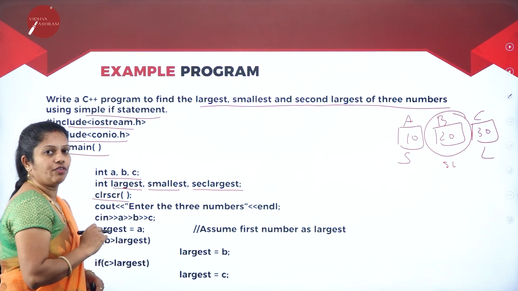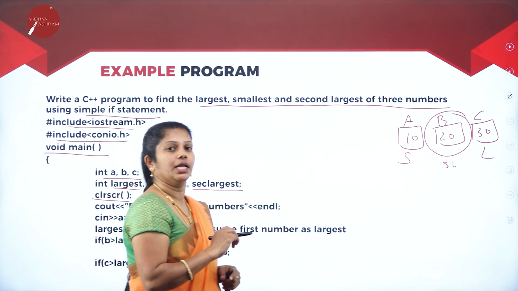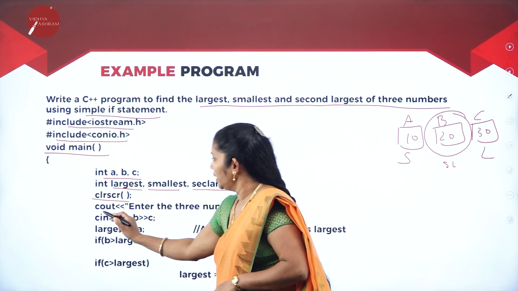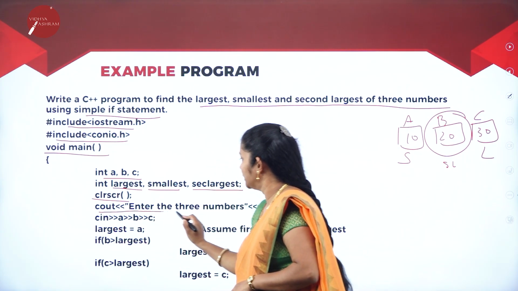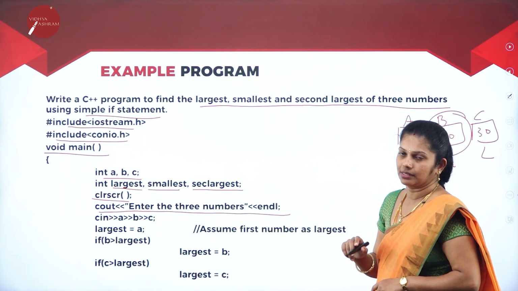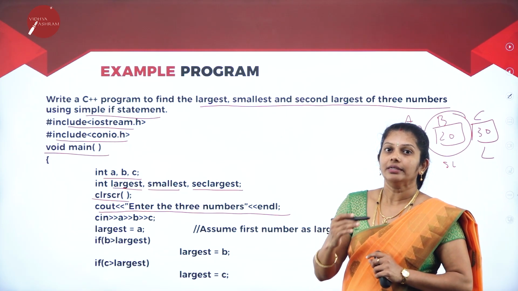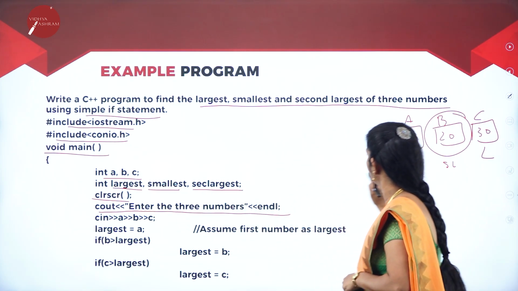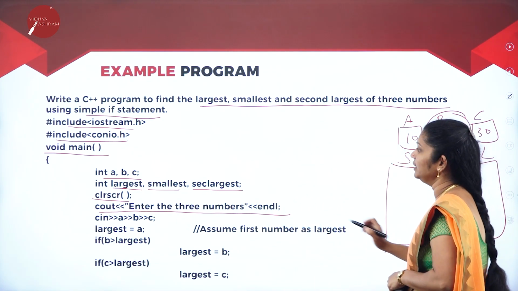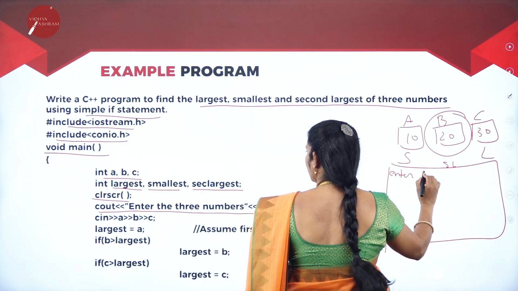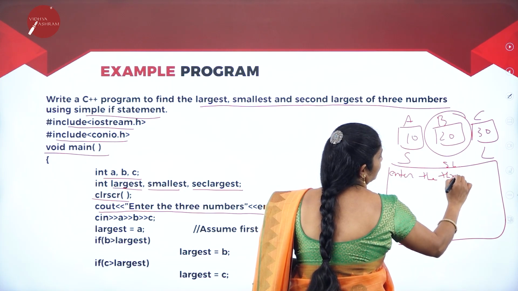Then next, we are using the clrscr function. To clear your output screen, we require the clrscr function. Then, in the output screen, I want to display "Enter 3 numbers". That's why we are using the cout function to display it in the output screen. Consider this is your output screen. There, what it has to display? Enter the 3 numbers.